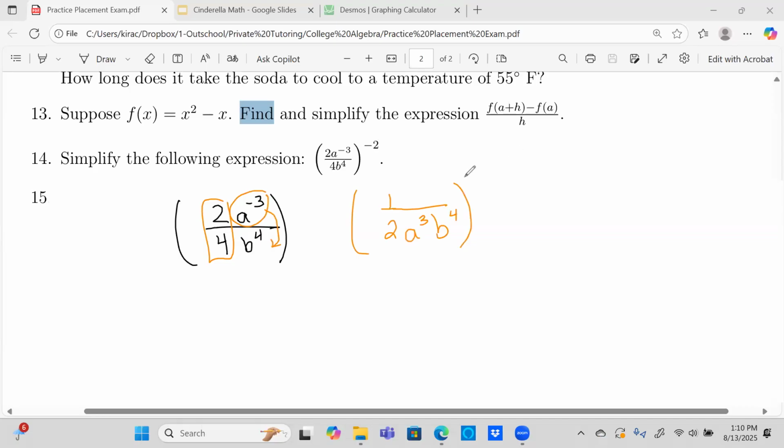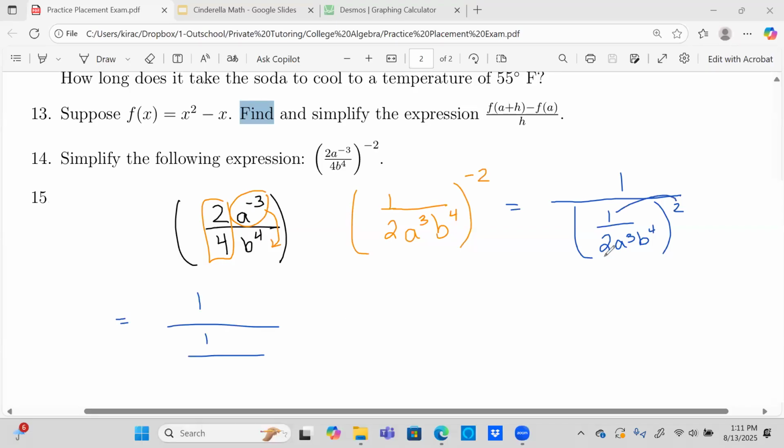But then this whole thing is raised to the negative 2. Okay, but that's naughty, right? It's naughty to have a negative. So we're going to send this whole thing to the bottom. So we're going to make a fraction, send this entire thing to the bottom, and put a 1 on top. Okay, so that's now. Square this one. 1 squared, so that's 1. 2 squared, that's 4. And then the rule for exponents is you multiply.